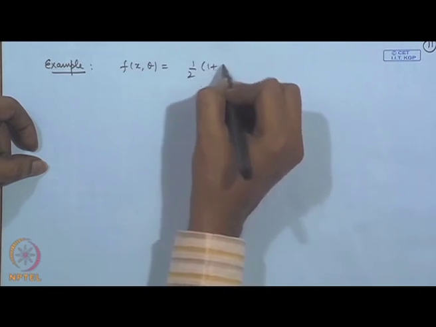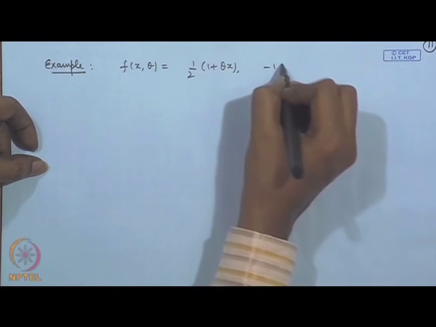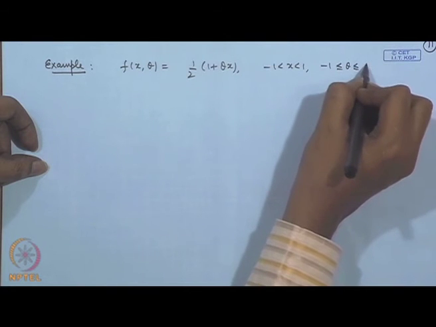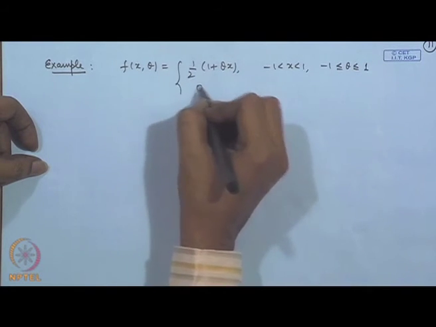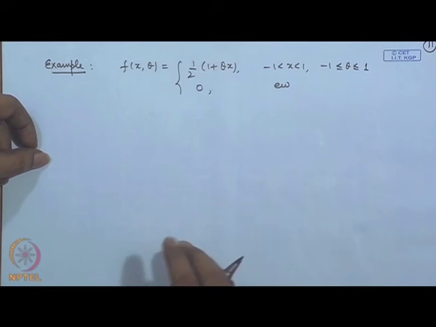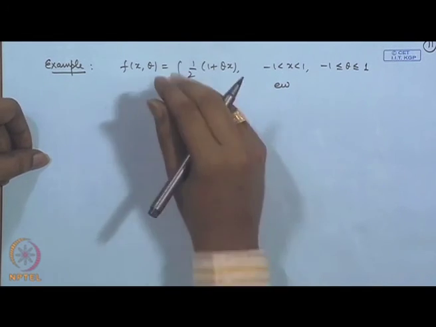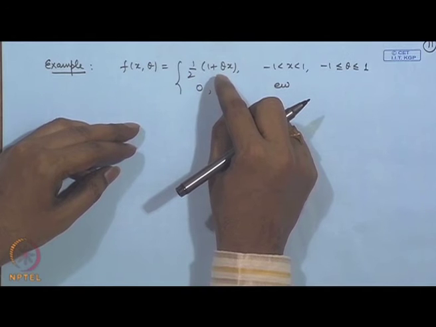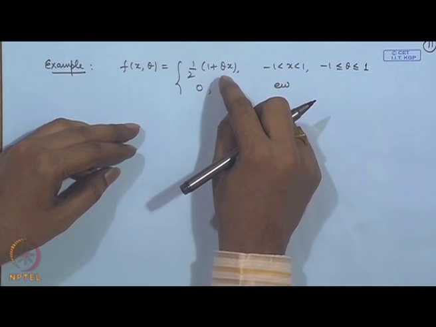Half 1 plus theta x, for minus 1 less than x less than 1, minus 1 less than or equal to theta less than or equal to 1, and it is of course 0 elsewhere. Now, if you look at this, certainly it is not in the form of an exponential family. So, what can we do? We can consider whether the monotone likelihood ratio is there or not.